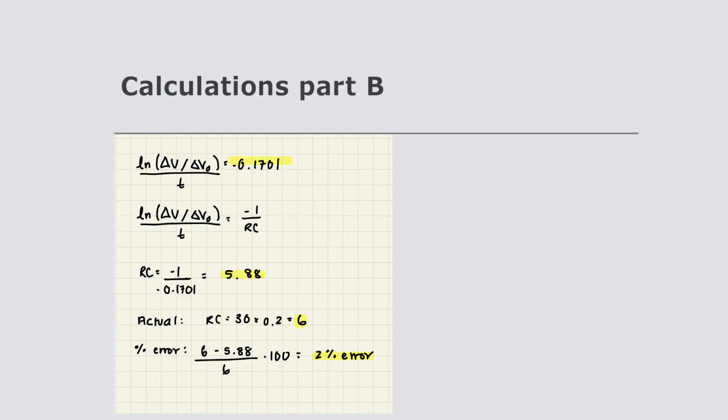Here are my calculations, and I found the RC to be 6, as we did 30 ohms times 0.2, and our percent error was 2%.